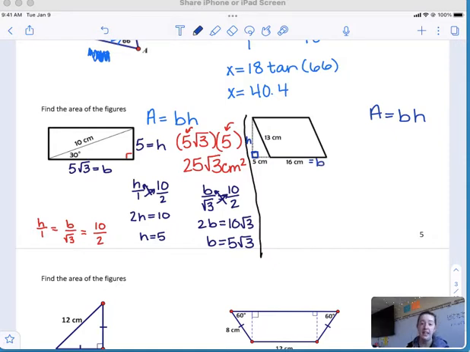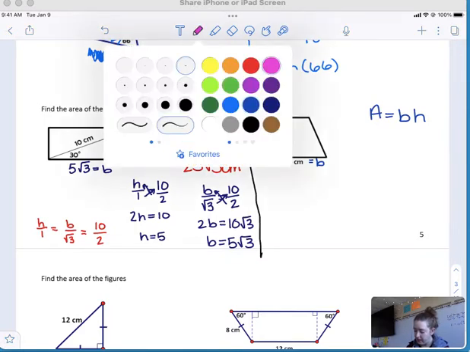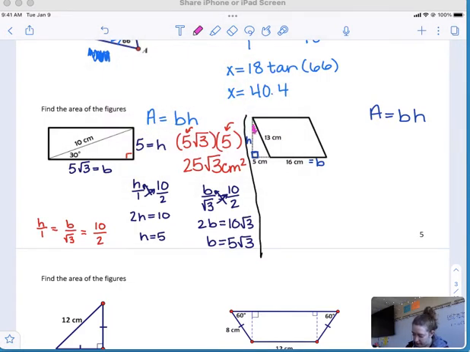16 is going to be that base. The 5 is along that dotted line. That's not part of my figure. That's there to help me find out what the height is. So in here we have this little pink triangle, right? So to find one side of that right triangle, I'm going to have to use the Pythagorean Theorem.